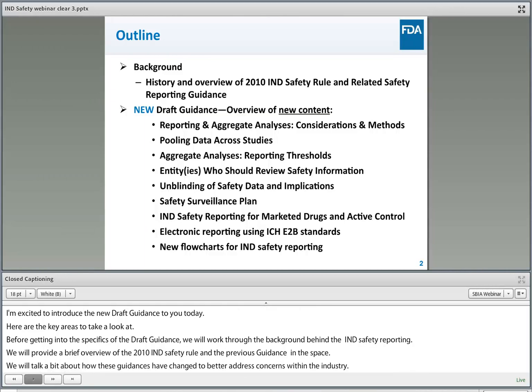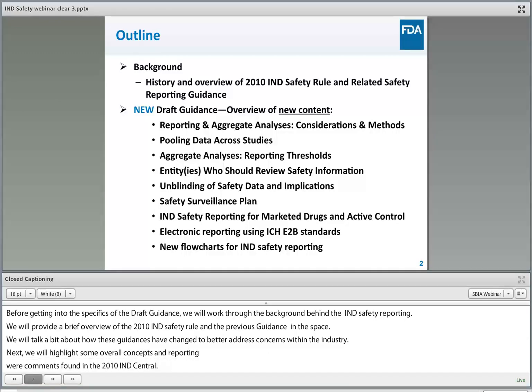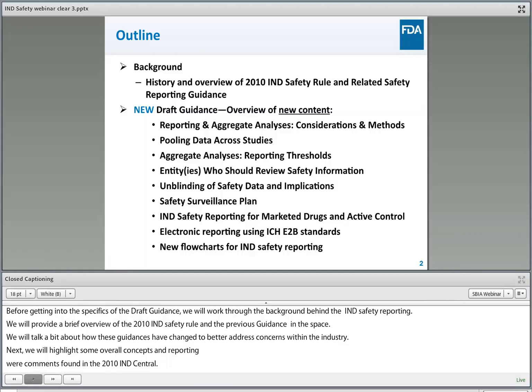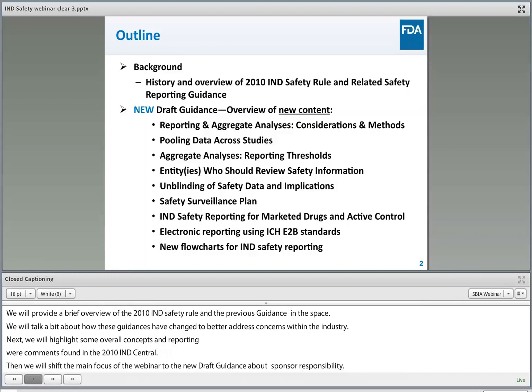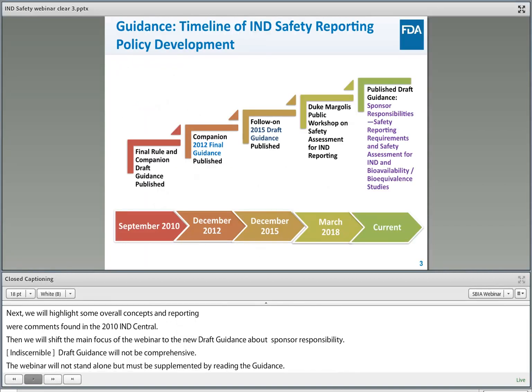Finally, we'll shift to the main focus of this webinar, the new draft guidance about sponsor responsibilities. Our introduction to the new draft guidance will not be comprehensive. This webinar will not stand alone, but must be supplemented by reading the guidance. That being said, the webinar will point out key differences found in the new draft guidance and previous guidances, and will also give a brief overview of the content of the guidance.